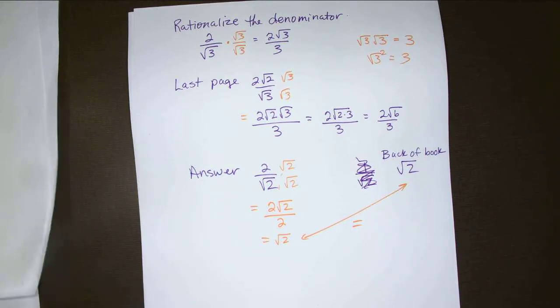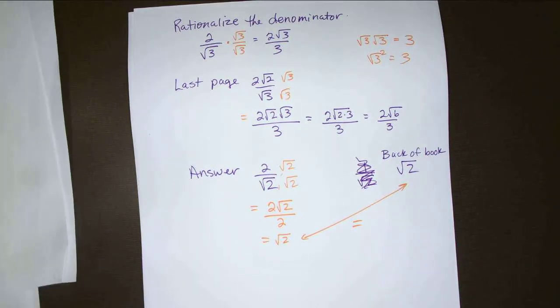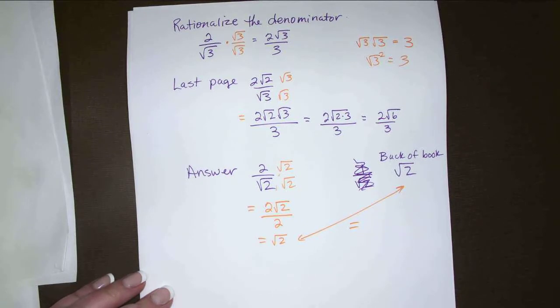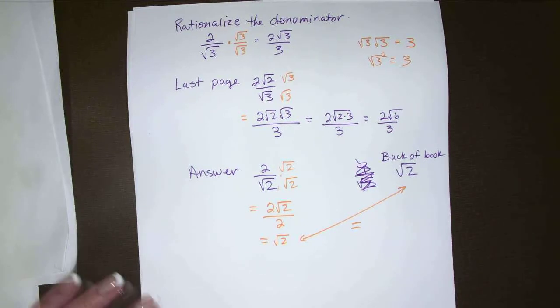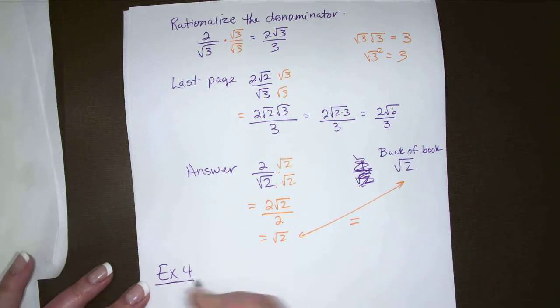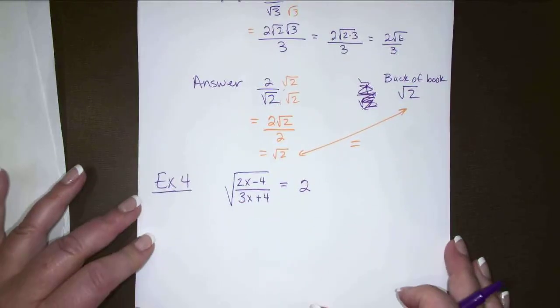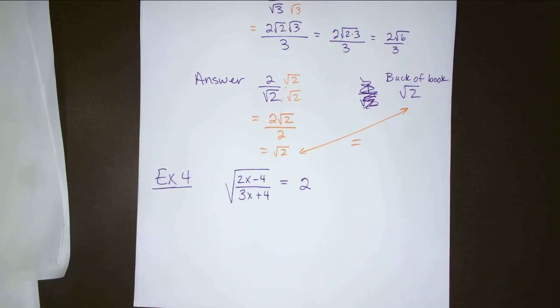Okay, so back to what we were doing. We did question 3, so number 4. Okay, number 4. Okay, so we've got the same idea here. On the left-hand side is one single radical. It's already isolated. There's nothing else with it, so we can square both sides.